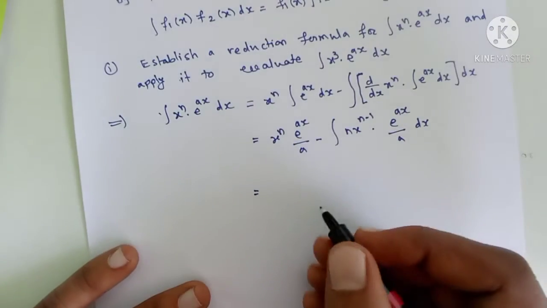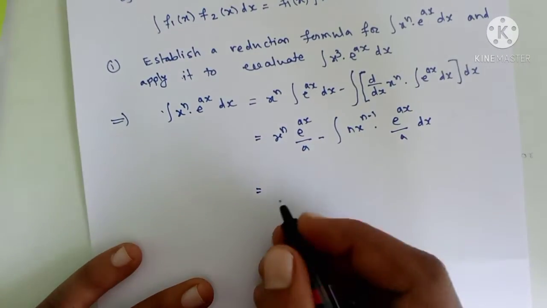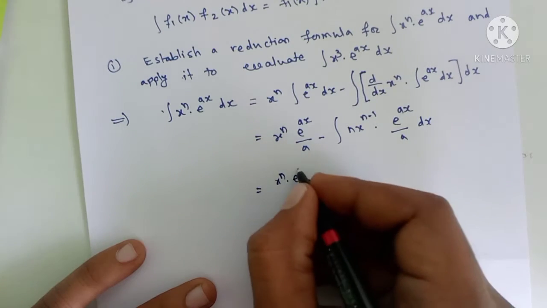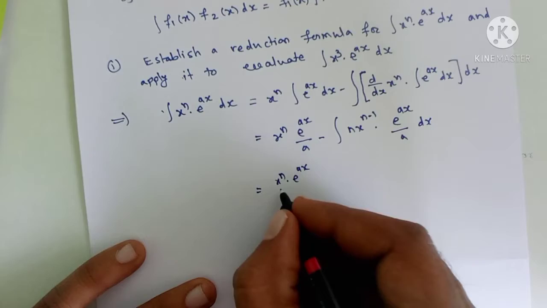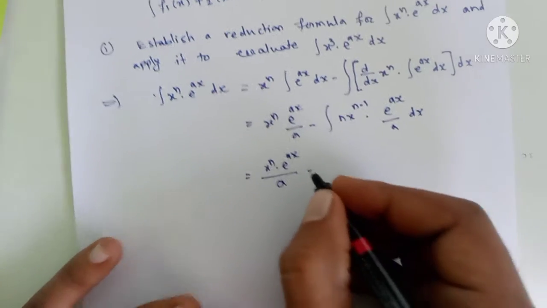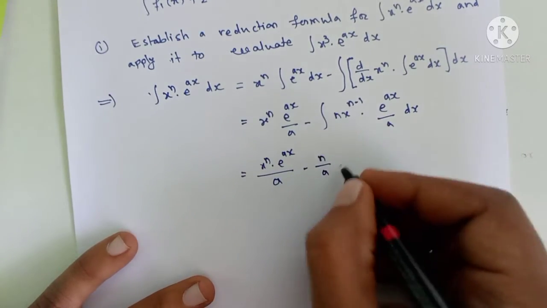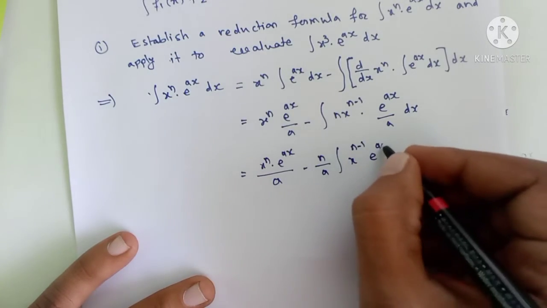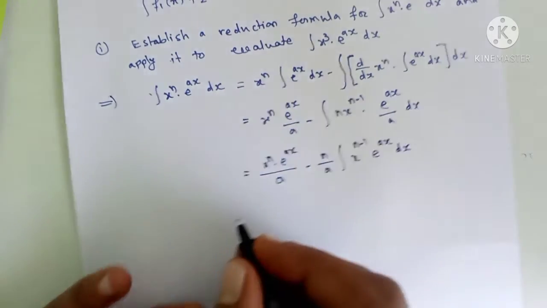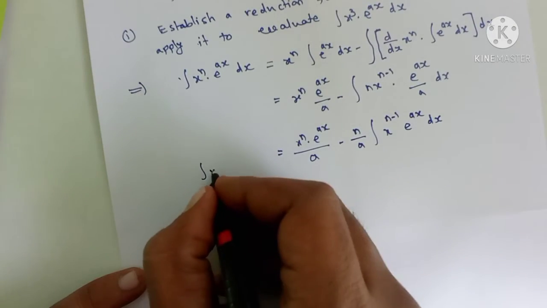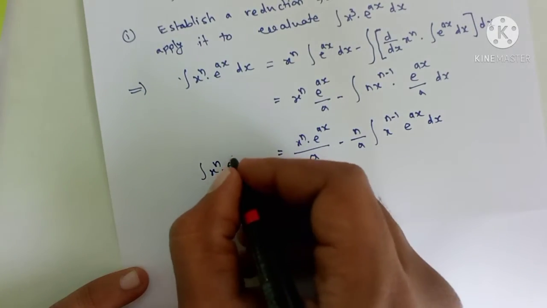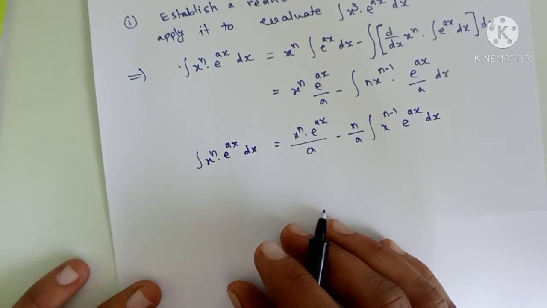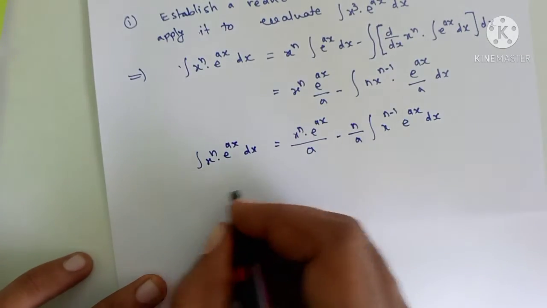So this can be written as x raised to n into e raised to ax divided by a, minus n divided by a goes outside, integration of x raised to n minus 1 into e raised to ax dx. So this is the reduction formula for the function x raised to n into e raised to ax.